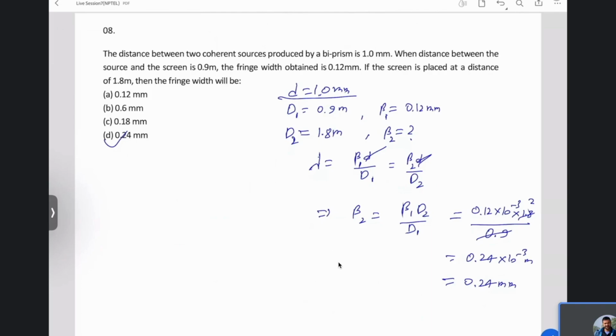So the answer is 0.24 mm. So you see how many things we can calculate with this simple formula of Fresnel biprism.